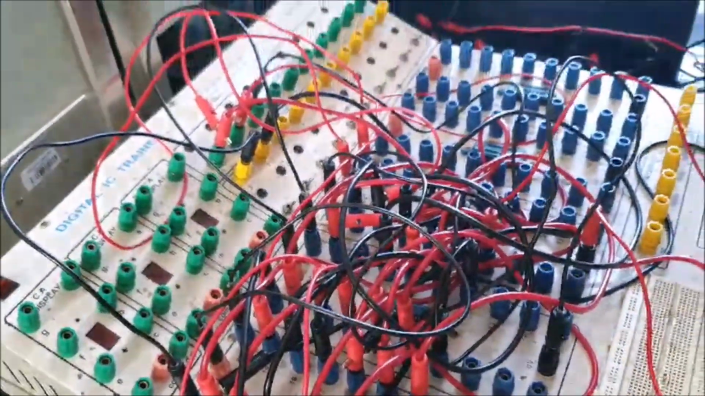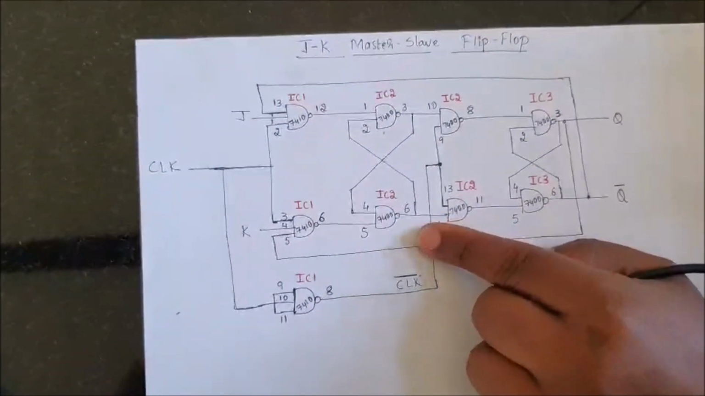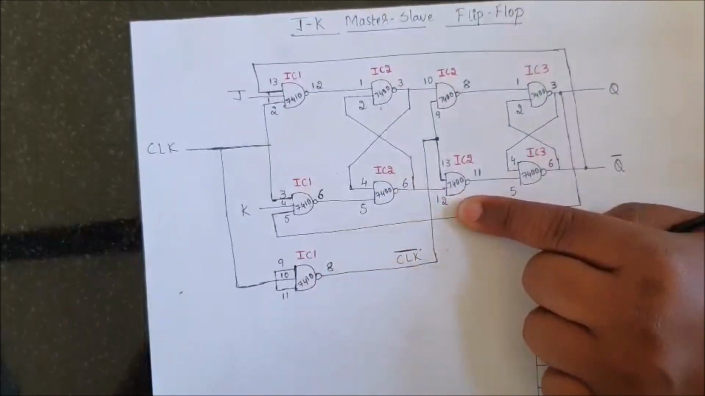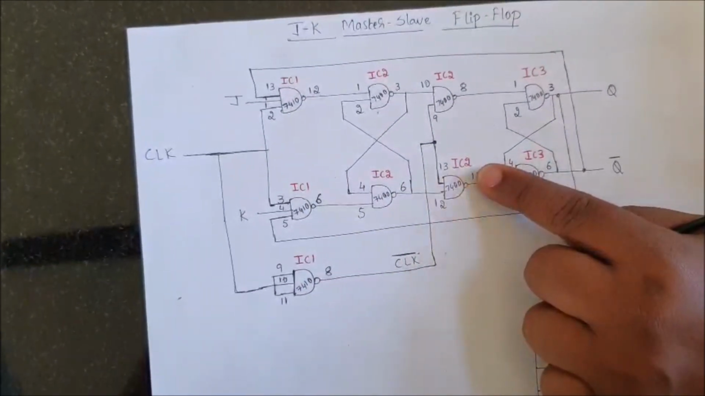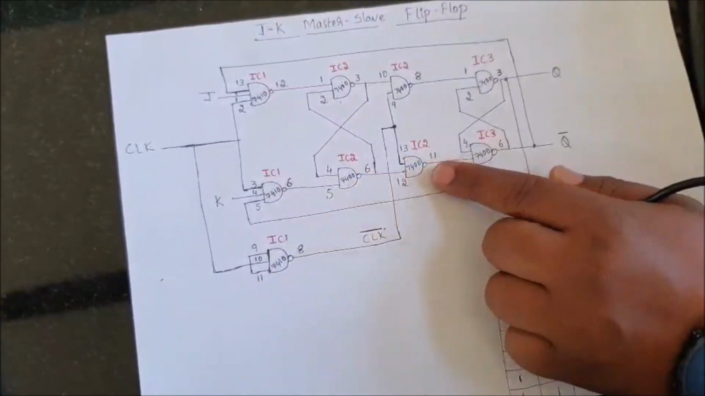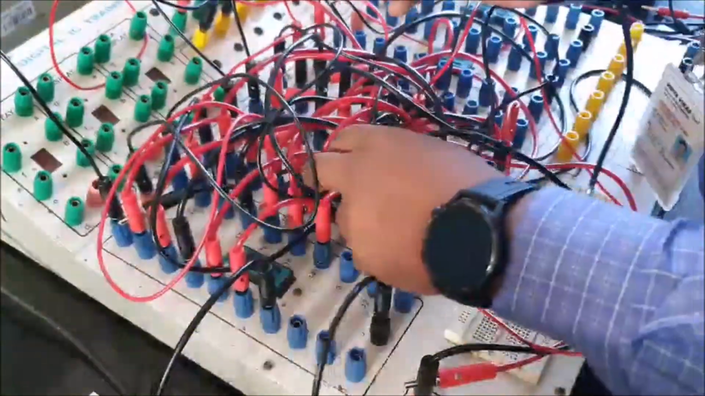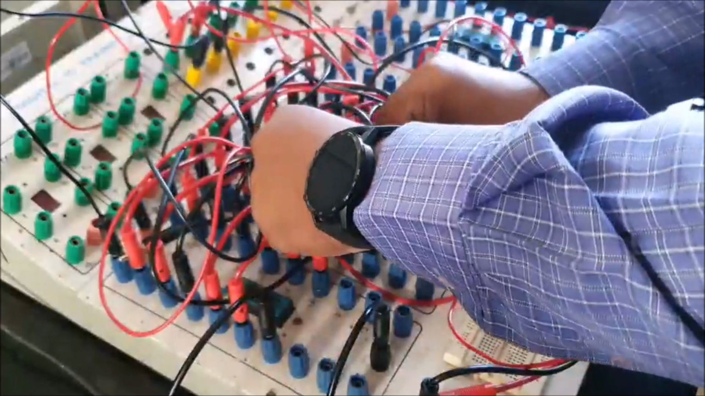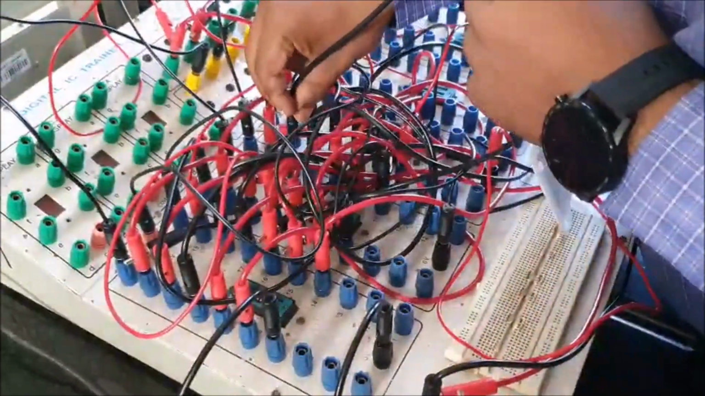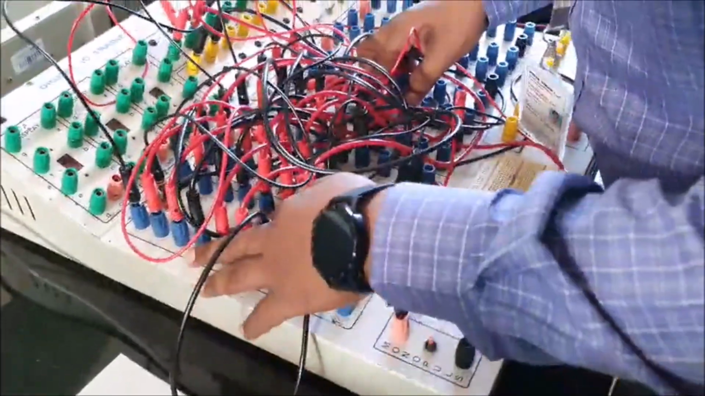So we have left out one connection here. I need to connect one end of the patch cord to the 6th pin of IC2, and the other end to the 12th pin of IC2. Same IC. So I will take up one patch cord here. One end will be connected to the 6th pin of IC2, and the other end to the 12th pin. So now we are done with the connection of the JK master slave flip flop.